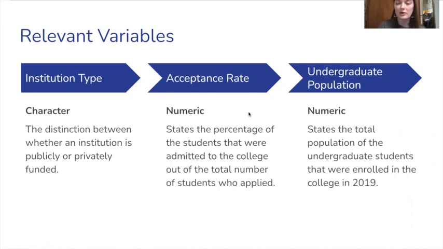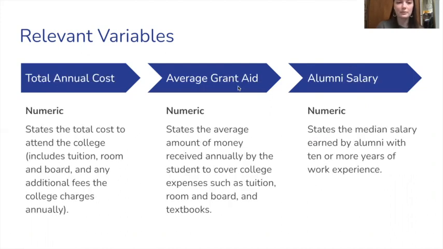Undergraduate population was also read in R as a numeric variable, and it listed the total number of undergraduate students enrolled in the institution. Total annual cost was also a very relevant numeric variable that listed the amount of money it costs each year to attend the institution. Average grant aid reported the mean amount of financial aid that students enrolled in the institution received annually and was also read in R as a numeric variable. Alumni salary was a numeric variable as well, and it listed the median salary the alumni of the given institutions earned annually after at least 10 years of work experience.